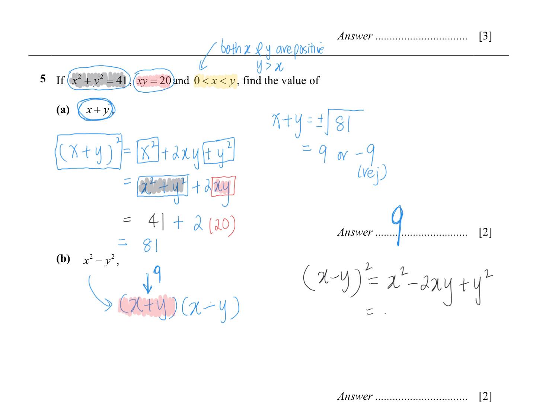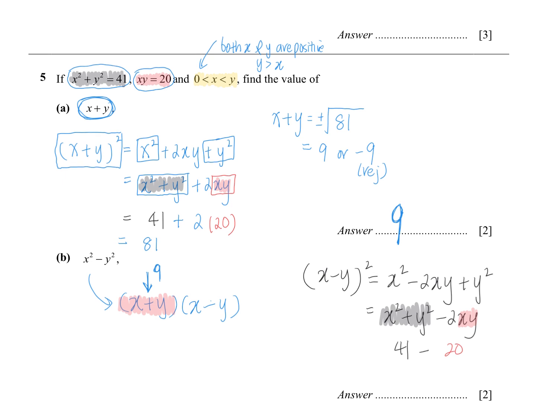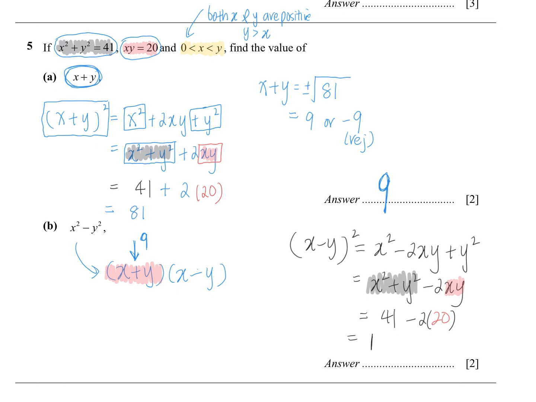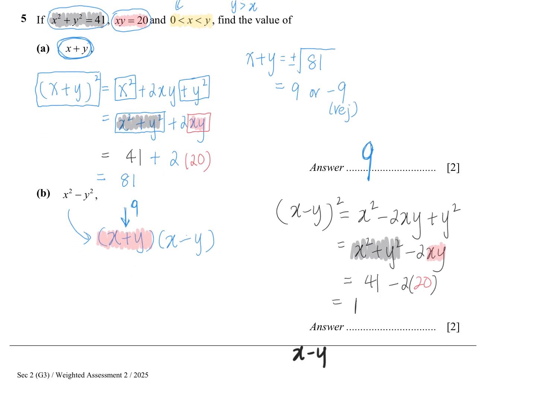Okay, if you rearrange, same thing. I'm gonna replace this thing with 41. I'm going to replace this thing with 20. Okay, focus, focus. So I end up having 1. So when I take a square root, plus minus square root of 1, I get my answer 1 or negative 1. So we need to look at this.